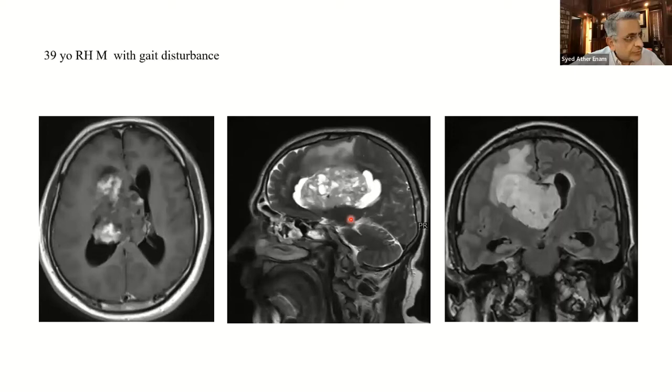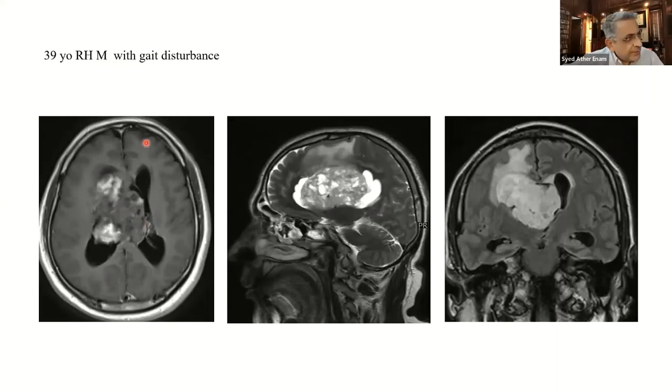This was a 39-year-old gentleman, right-handed, who presented with gait disturbance. Now it looks as if it is in both ventricles on first look. That's what it looks like, right? And one would think about approaching it through the transcortical, transventricular approach.